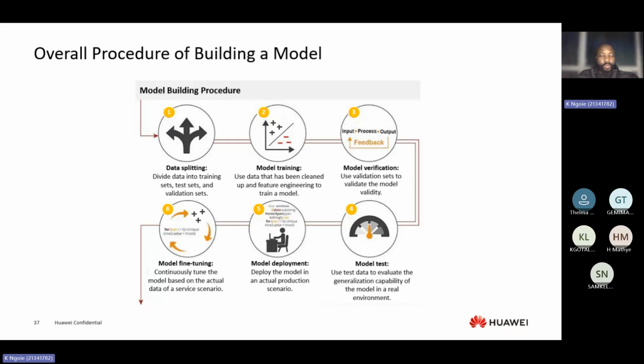So the first thing we will do is data splitting. We divide the data into training sets, test sets, and validation sets. Remember, the validation set will work together with the training set. While you're training, you're validating, and then we use the testing set to test the model itself. Once we've divided the data, we use it for training, then we verify it, then we test and then deploy it, okay?